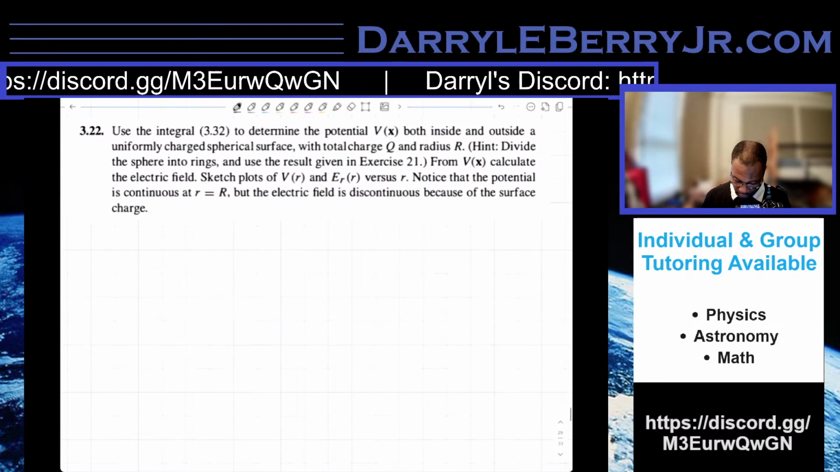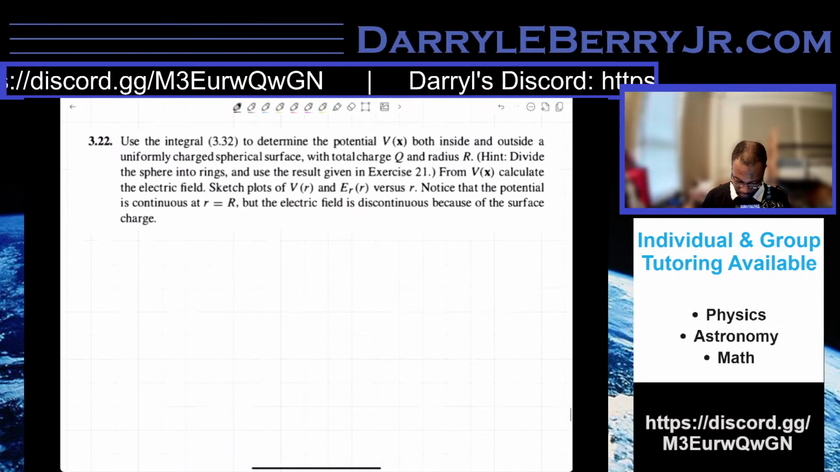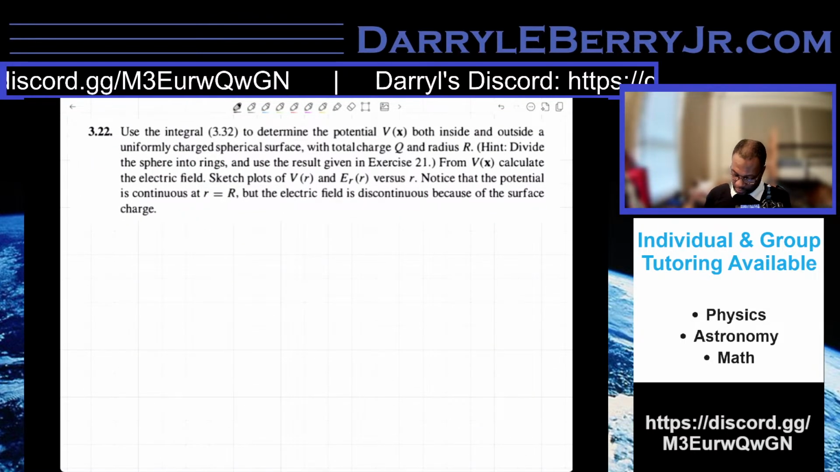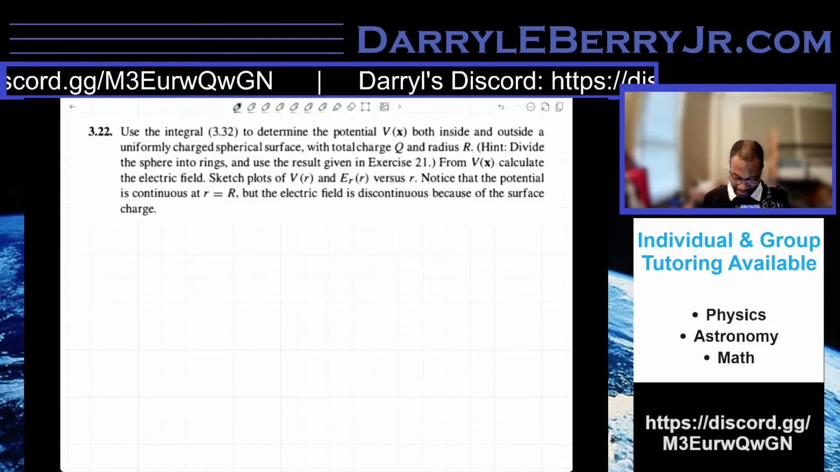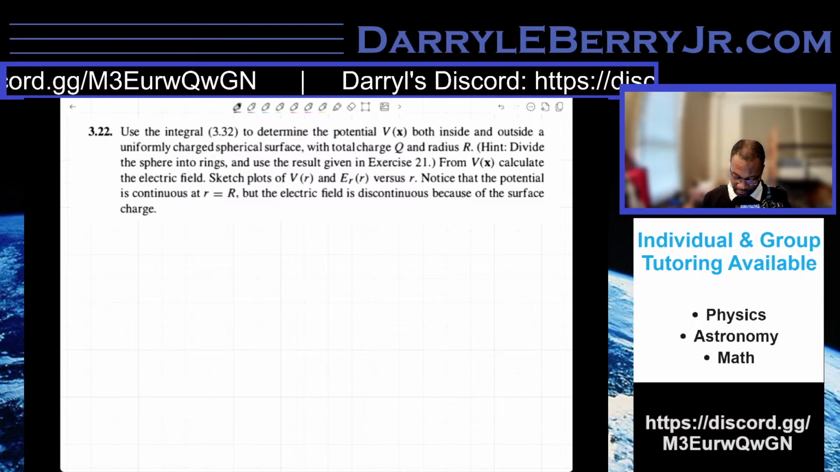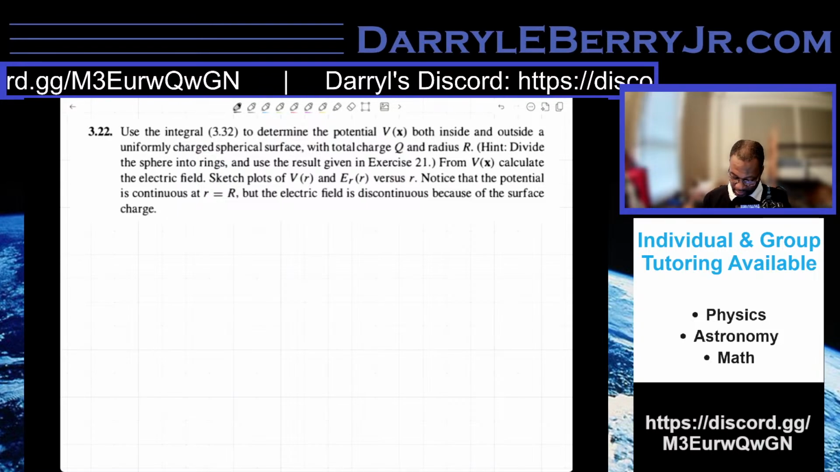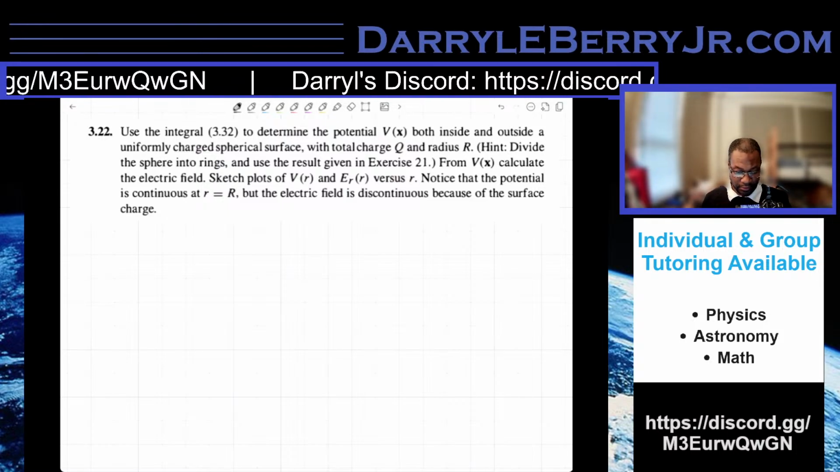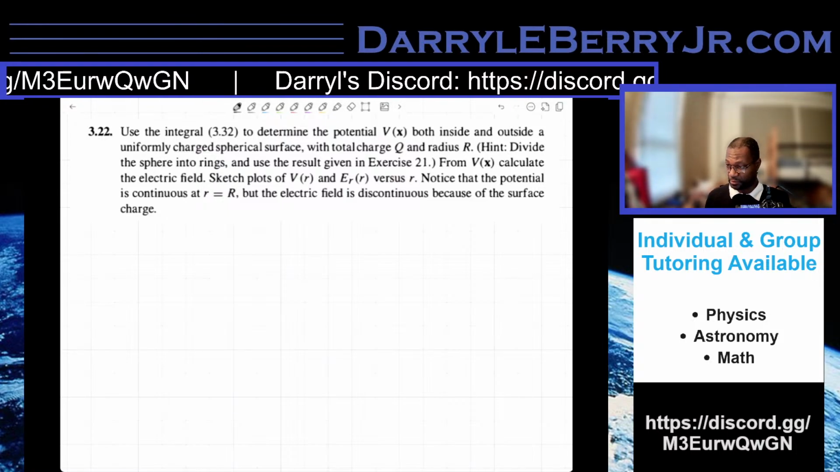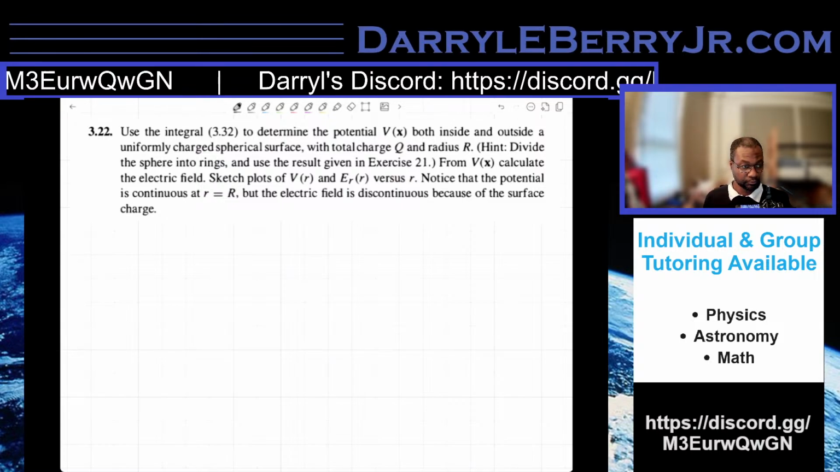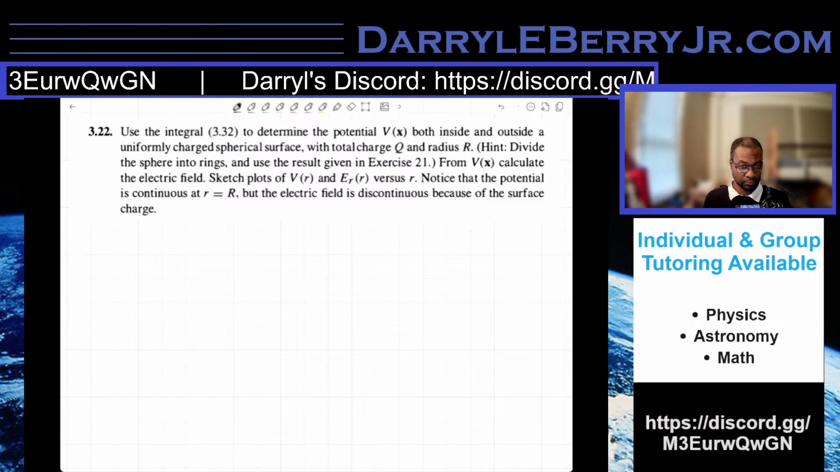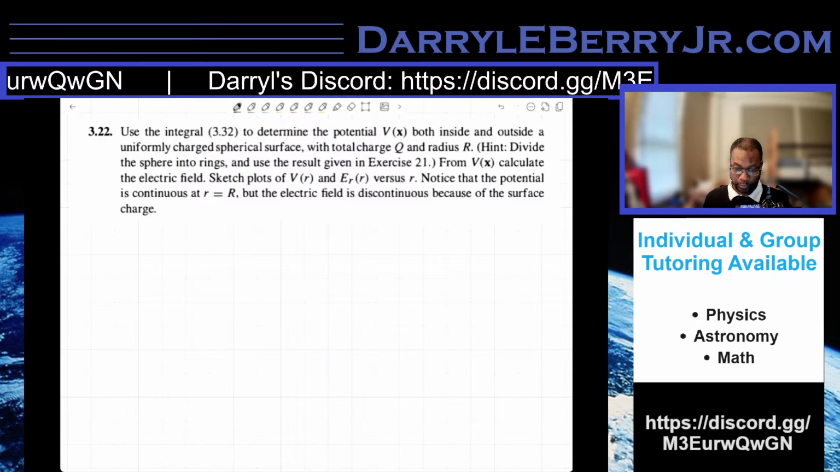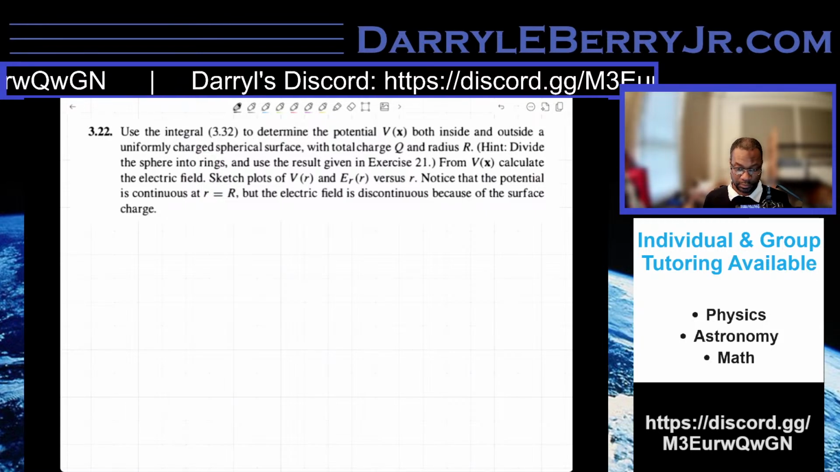So 22. Use the integral 3.32 to determine the potential both inside and outside a uniformly charged spherical surface with total charge Q and radius R. So let me find the integral 3.32. This is in the book Pollock and Stump. Integral 3.32.